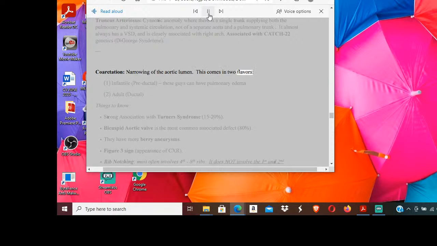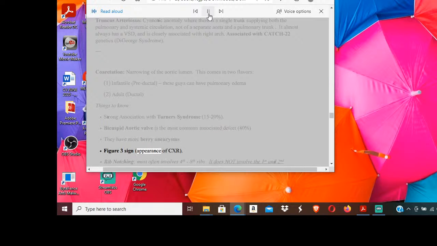Coarctation, narrowing of the aortic lumen. This comes in 2 flavors: 1, infantile, preductal. These guys can have pulmonary edema, too. 2, adult, ductal. Things to know: strong association with Turner's syndrome, 15 to 20%. Bicuspid aortic valve is the most common associated defect, 80%. They have more berry aneurysms.